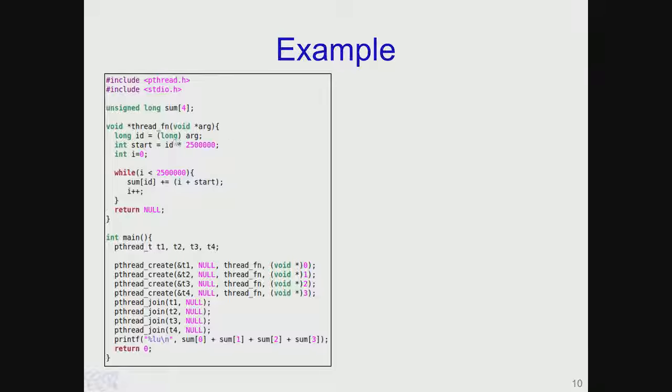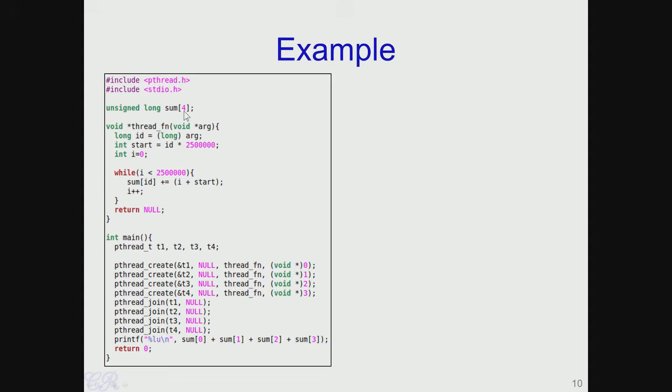So, this arg value is typecasted to ID, and it is then used to determine the start. So, start is used to determine which of the 2.5 million numbers the particular thread should add. For instance, if the arg passed to a thread is 0, then the value of ID after typecasting is 0, and the start value would also be 0. So, this thread with the ID 0 would add the first 2.5 million numbers, that is the numbers from 0 to 2.5 million.